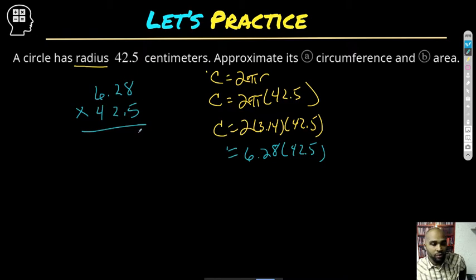8 times 5 is 40. 2 times 5 is 10, plus 4 is 14. 5 times 6 is 30, plus 1 is 31. 2, that's 16.